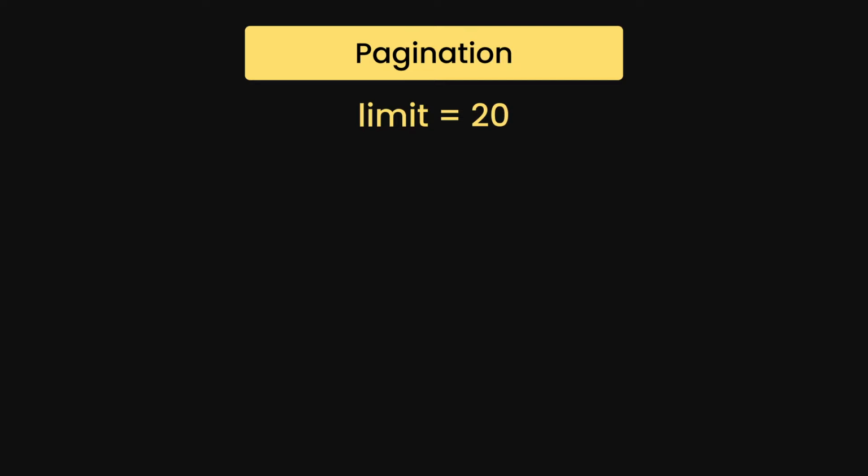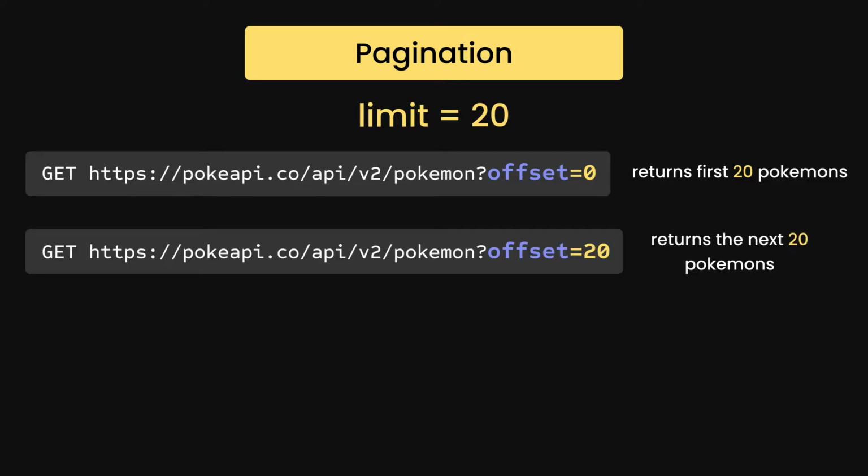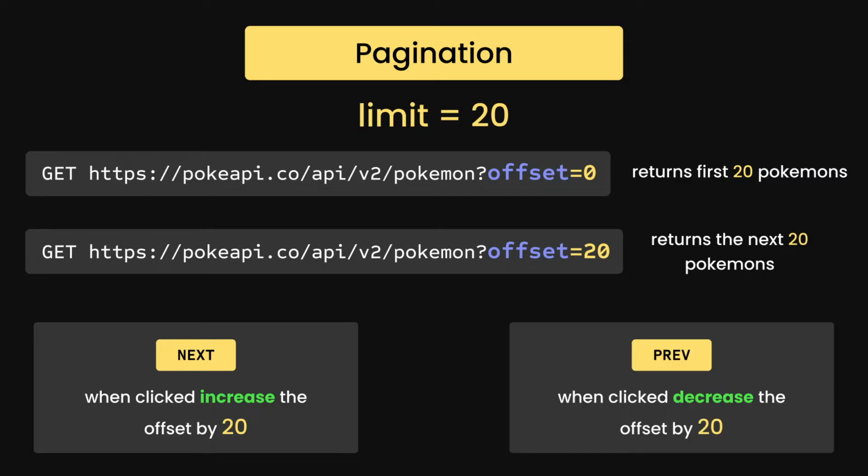Offset in simple terms means the position in the list of Pokemons from which you want to get the 20 Pokemons. So if we set the offset to 0, it will return the Pokemons from the 0th position. It will return the first 20 Pokemons. Similarly, if we set the offset to 20, it will return the 20 Pokemons after the first 20 Pokemons. So if the last Pokemon in our first page was Charmander, it will return 20 Pokemons after Charmander. So now it is clear to us that in order to change the page, we need to either increase the offset by 20 to get to the next page or decrease the offset by 20 to go back to the previous page.